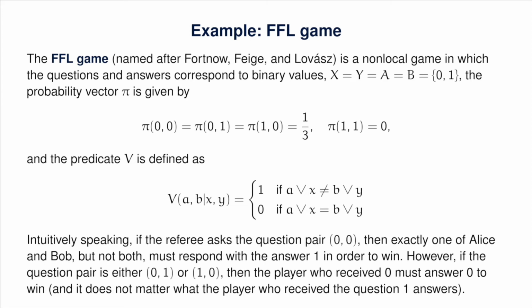Alternatively, if the referee asks the question pair 0,0, then one of the 2 players, but not both, must answer 1 in order to win. And if the referee asks the question pair 0,1 or 1,0, then the player that receives the question 0 must answer 0 in order for them to win, and it doesn't matter what the player who receives the question 1 answers. So, if you're playing this game and you receive the question 1, then it doesn't matter what you answer. But if you receive the question 0, you're not sure what to answer, because you don't know if the other player received 0 or 1.